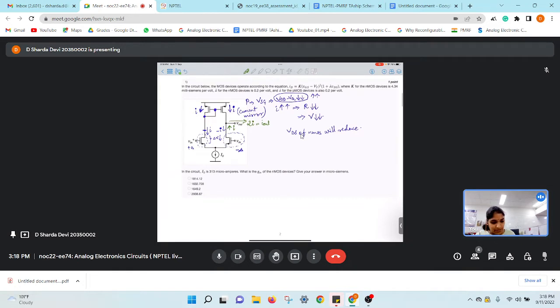Now coming to the question. In this circuit below, the MOSFET follows this expression. First of all, by looking at this current equation, what do we understand? What is evident from this given expression? The MOSFET is operating in the linear region. Linear region. Is it in the linear region?